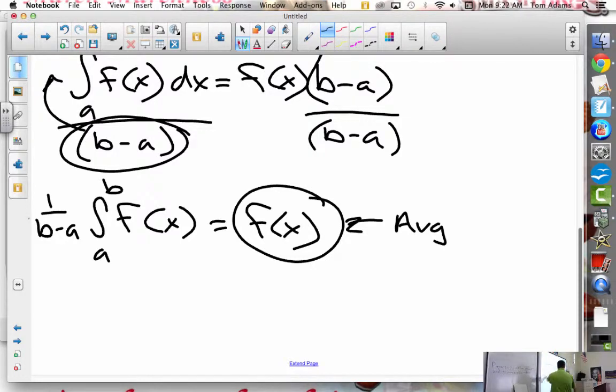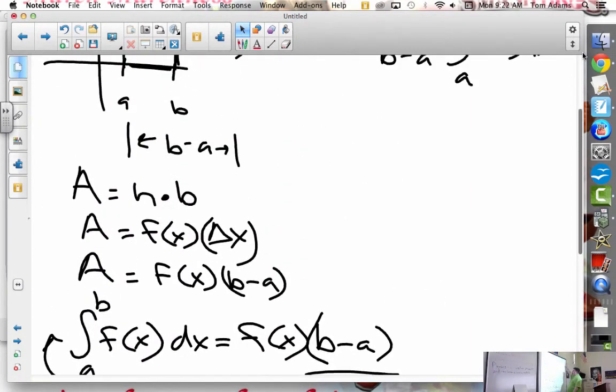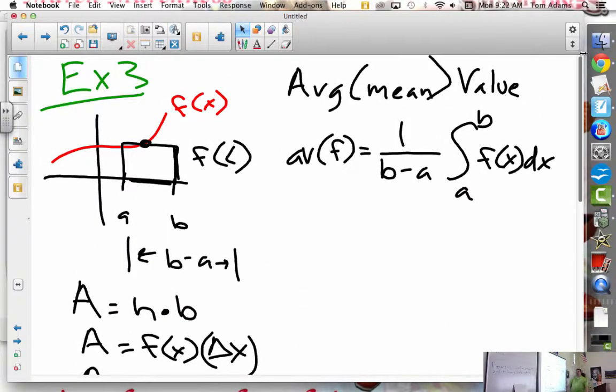Now the confusing part is you have f of x and f of x here. I probably could have used a different function, but that's where all this comes from. The average f value is the area under the curve multiplied by 1 over b minus a. Now, let's do that in an example problem.